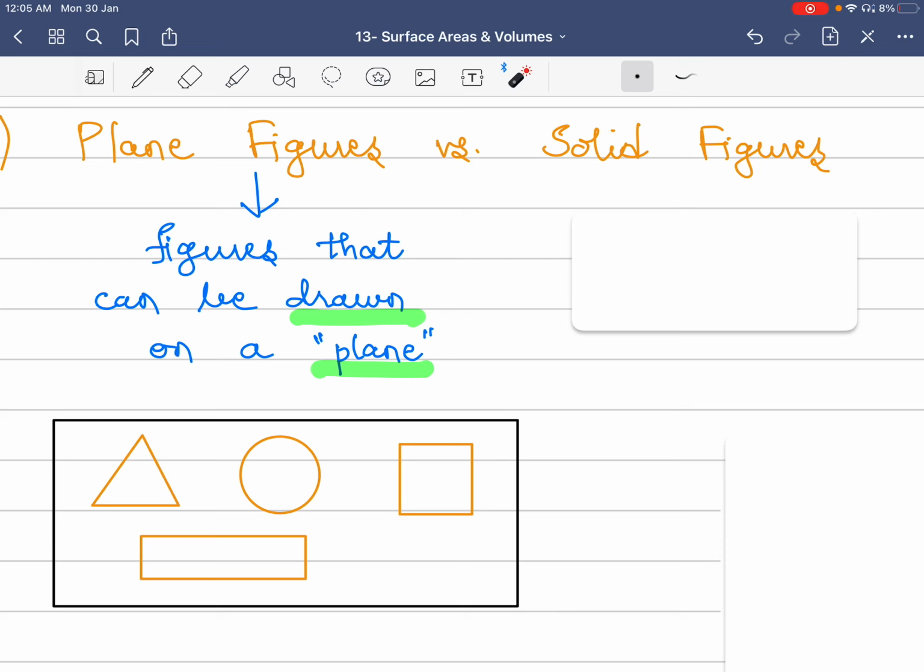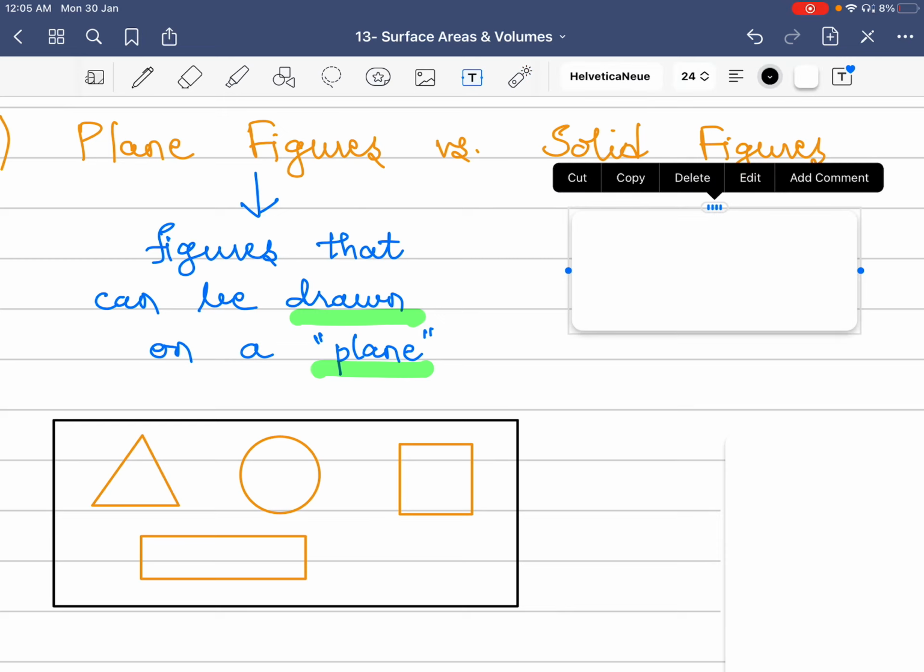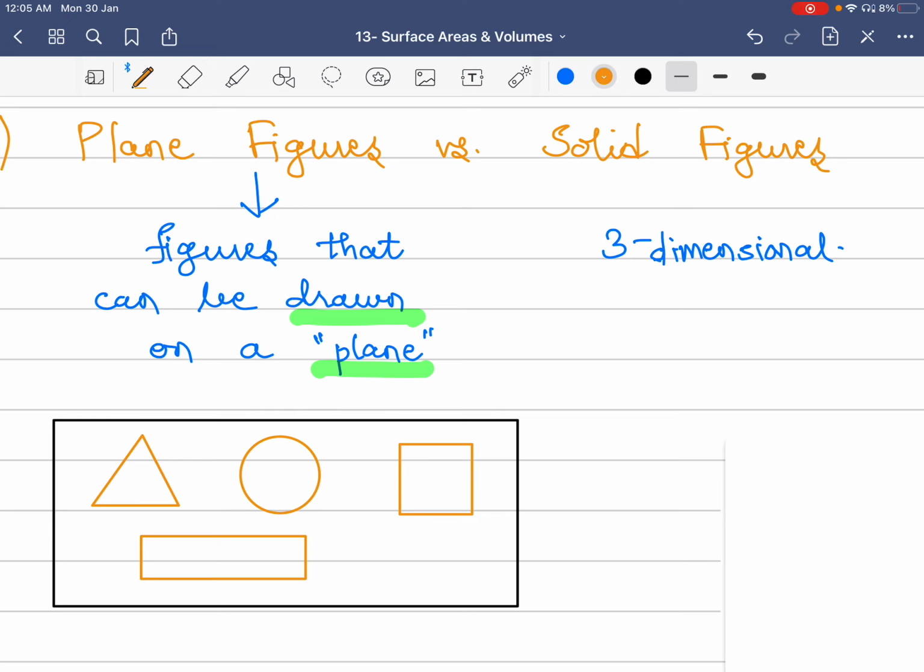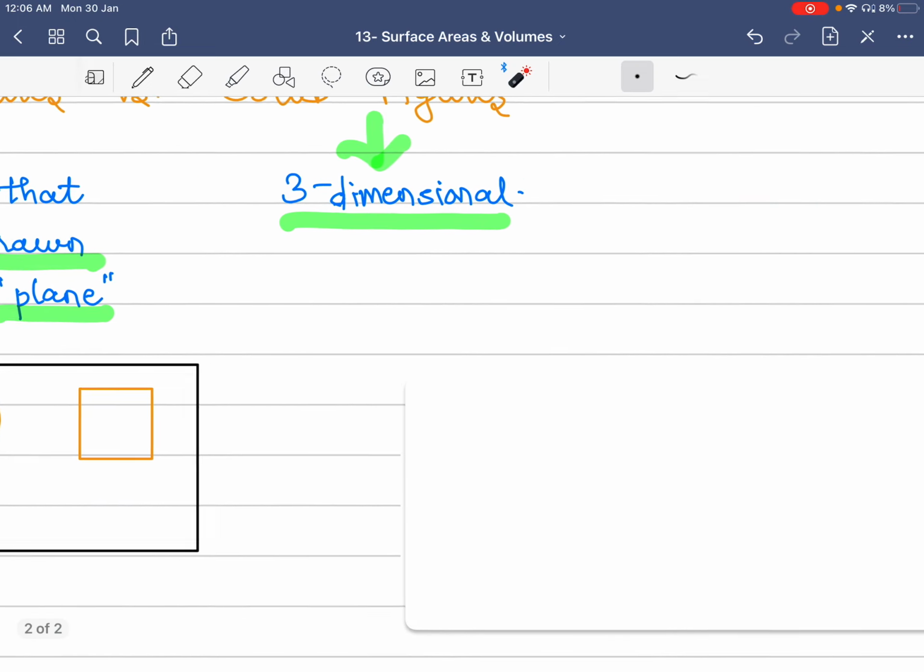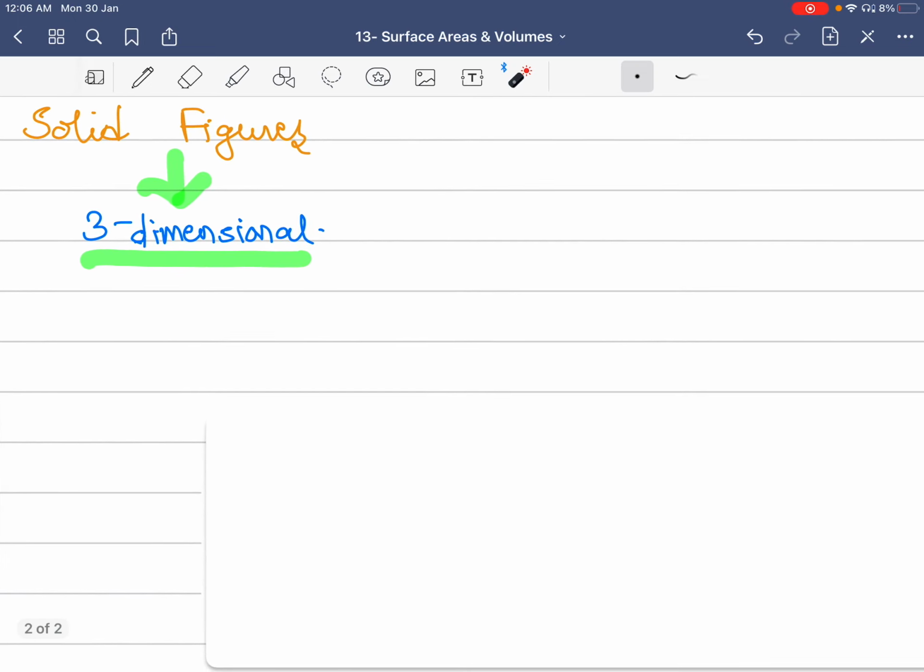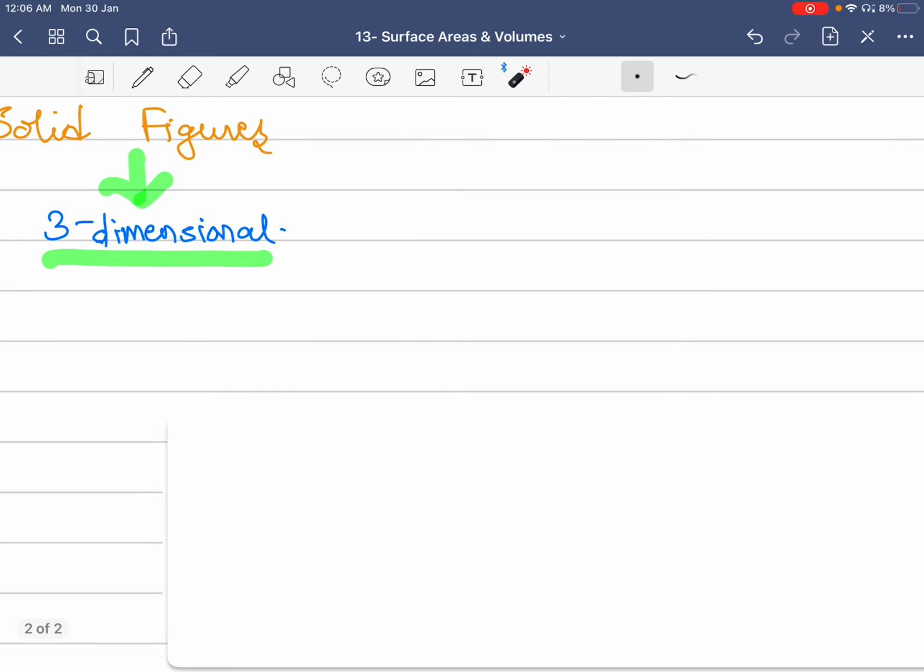Now, what is the definition of a solid figure? So solid figures are the figures, let's use a highlighter, which are three-dimensional. Solid figures are figures which are three-dimensional. So as you can see clearly, these figures, triangle, circle, the square or the rectangle, they're two-dimensional in this plane. However, solid figures are three-dimensional.